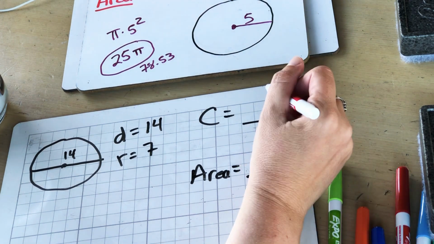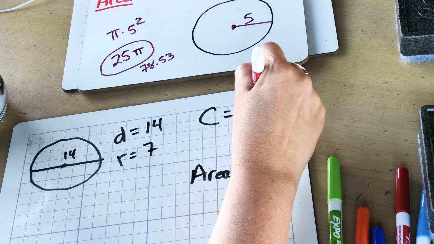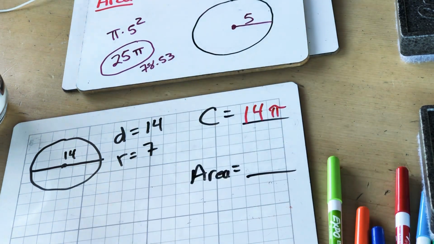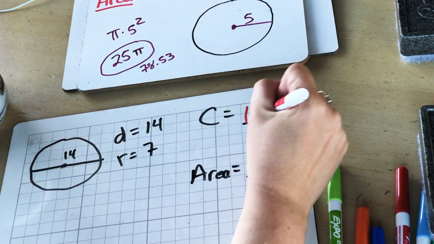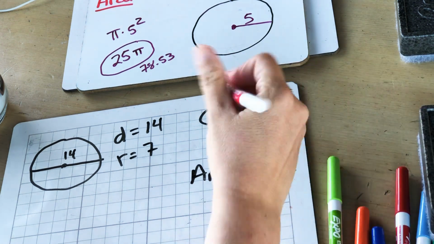So circumference is 2 times pi times r, and 2 r's are 14. So basically it's just 14 pi. If you want to multiply it out, 14 times pi button is about 43.98. Again, your choice. You could do either one.